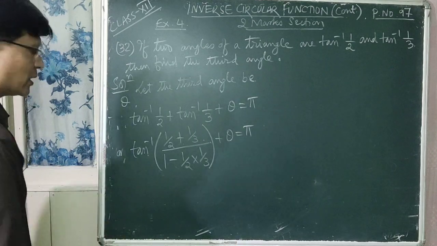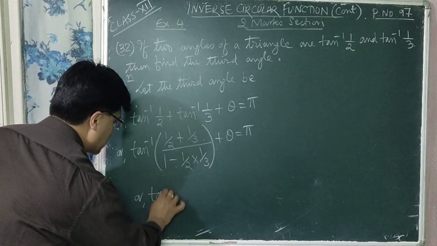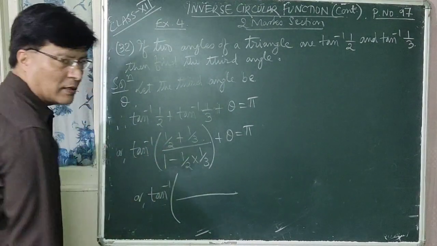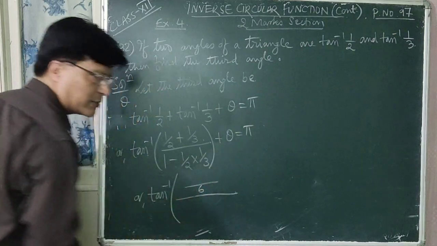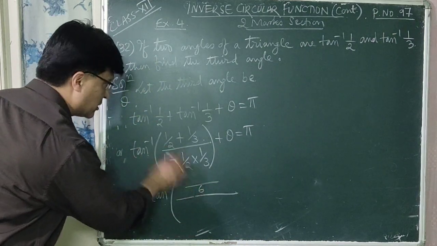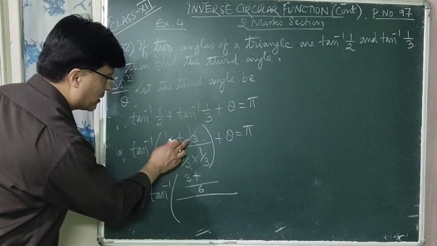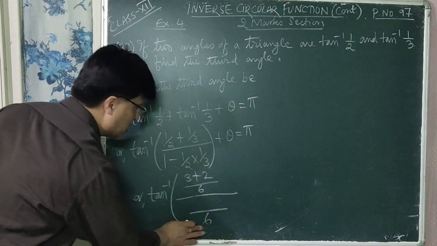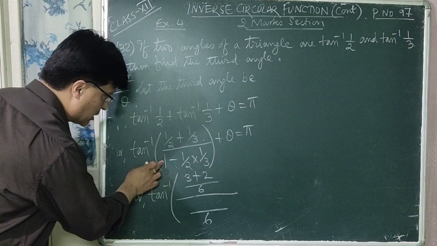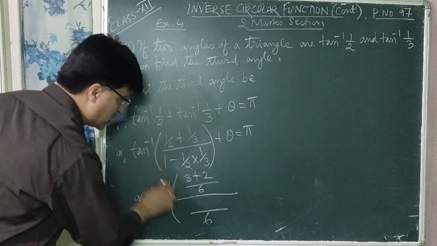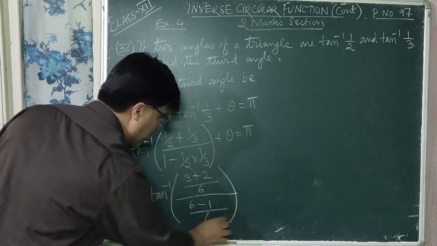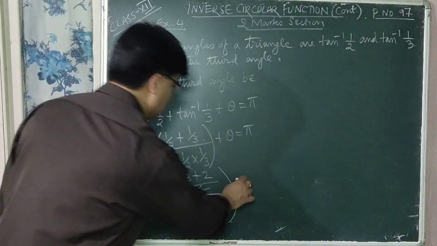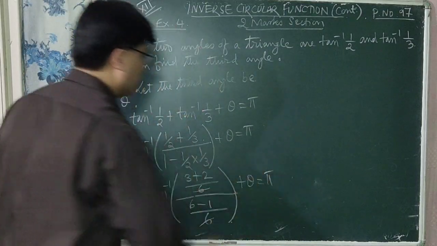Now let us simplify it. This is tan inverse, in the numerator, what's the LCM of 2 and 3? It is 6. 6 divided by 2 is 3, 3 ones are 3, plus 6 divided by 3 is 2, 3 twos are 6, 2 ones are 2. In the denominator, the LCM is 6, so 6 ones are 6 minus 1. Here you can cancel the 6, then plus theta is equal to pi.